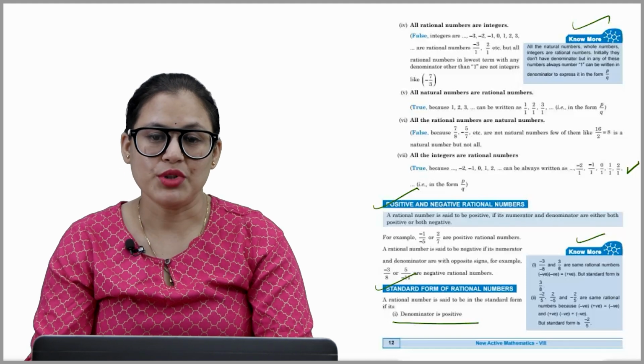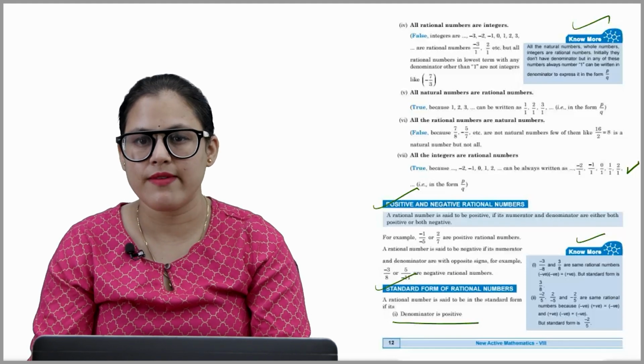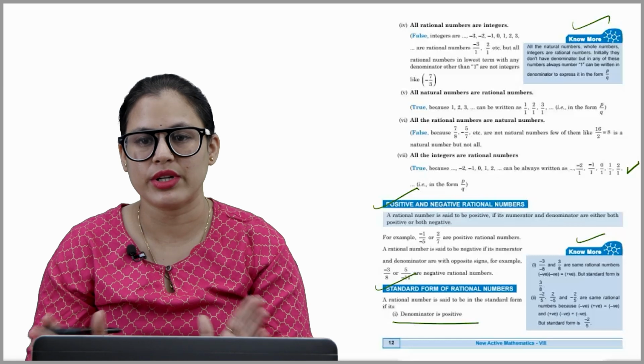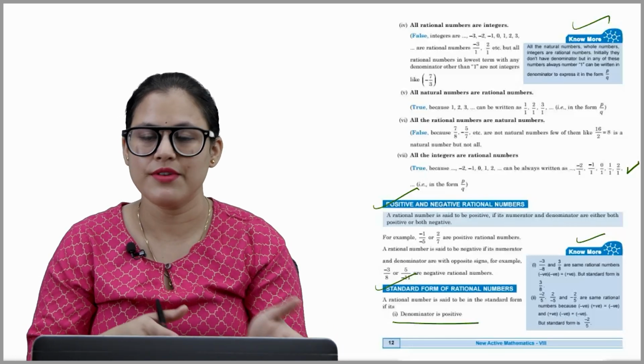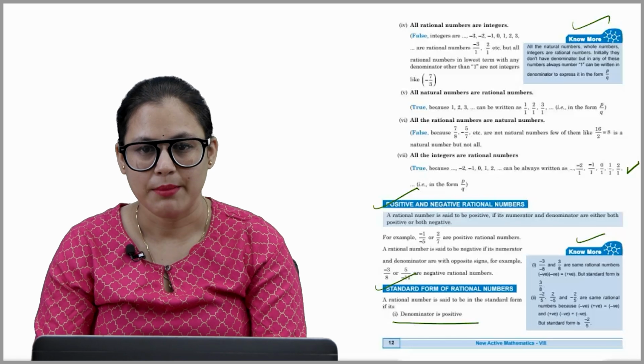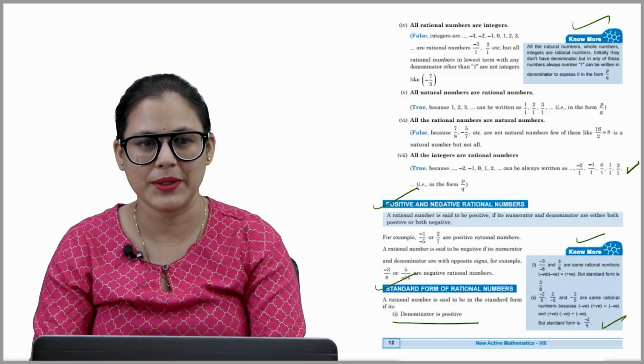Number 2, minus 2 by 5, 2 by minus 5 and minus 2 by 5 are the same rational numbers, because negative divided by positive is equal to negative and positive divided by negative is equal to negative. The standard form is this.